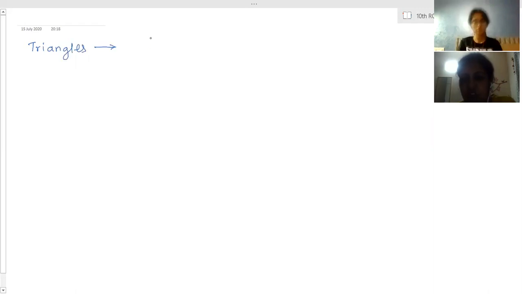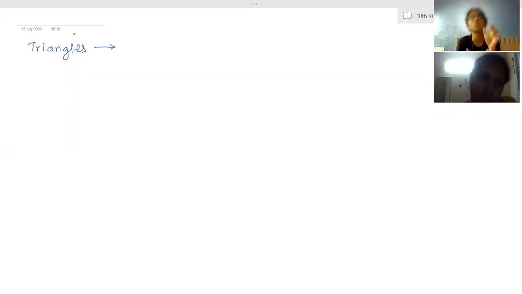Triangle is a very important chapter. In this, it is divided into four parts. First one is basic proportionality theorem. Second one is similarity of triangles. Third one is area of similar triangles theorem. And the fourth one is Pythagoras theorem.